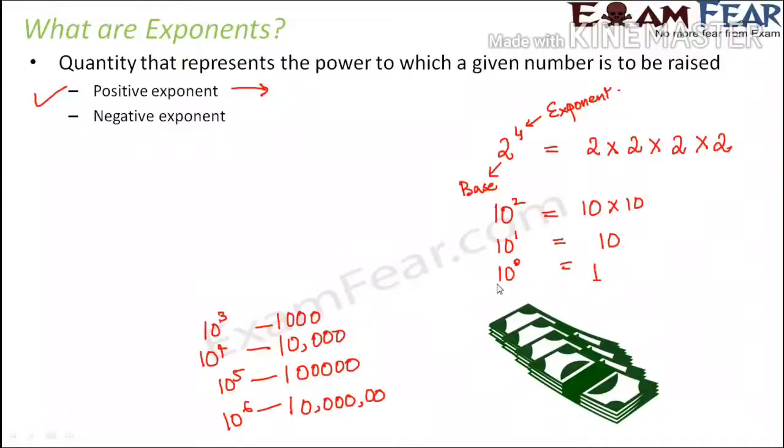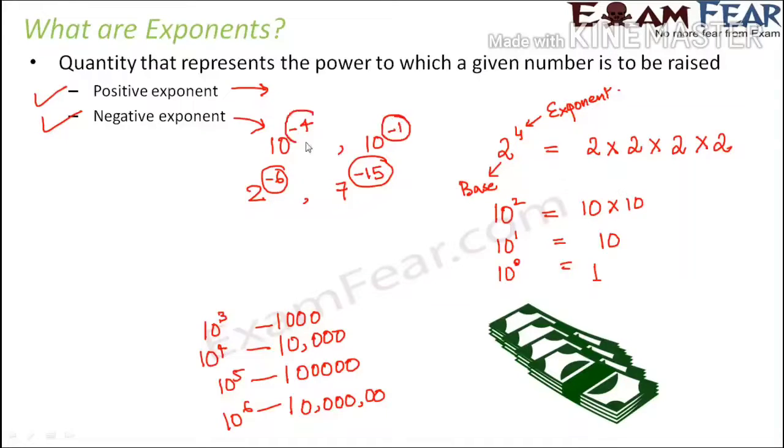Positive exponents help us to represent larger numbers. But when it comes to smaller numbers, we deal with negative exponents. Something like 10 raised to the power minus 4, 10 to the power minus 1, 2 to the power minus 6, 7 to the power minus 15. You see in all these examples, the exponent is a negative number. So this is called a negative exponent. A negative exponent is useful to represent very small numbers.